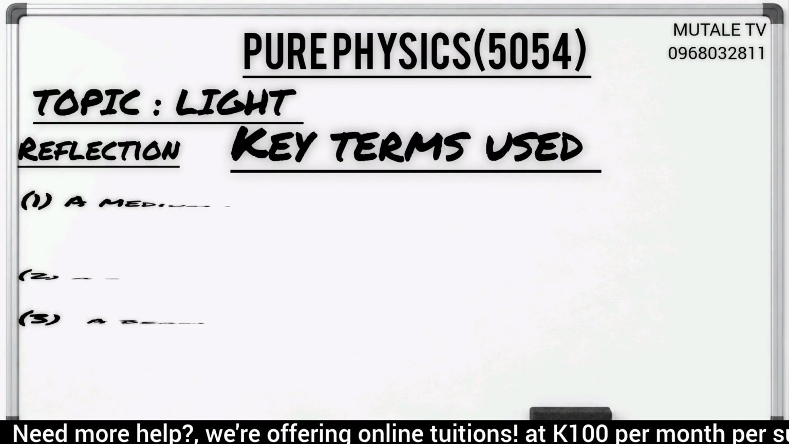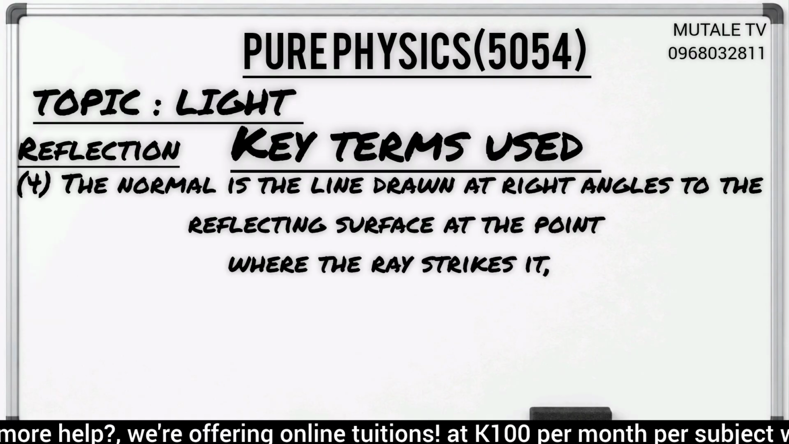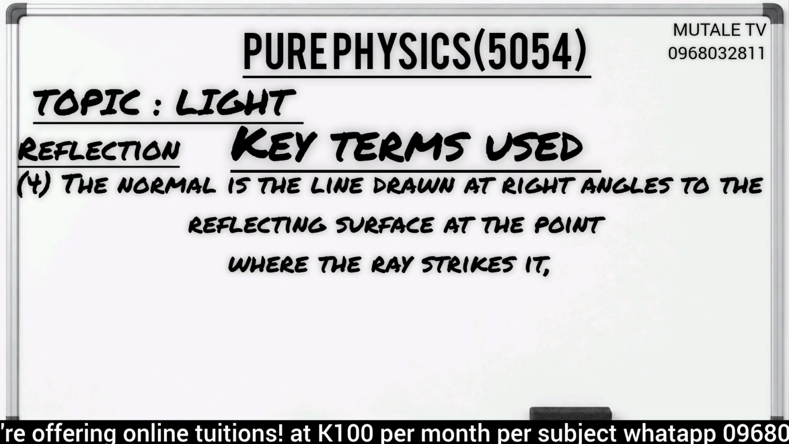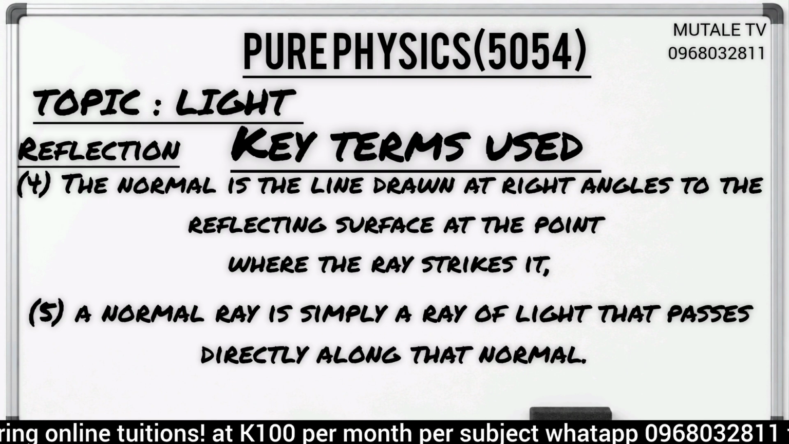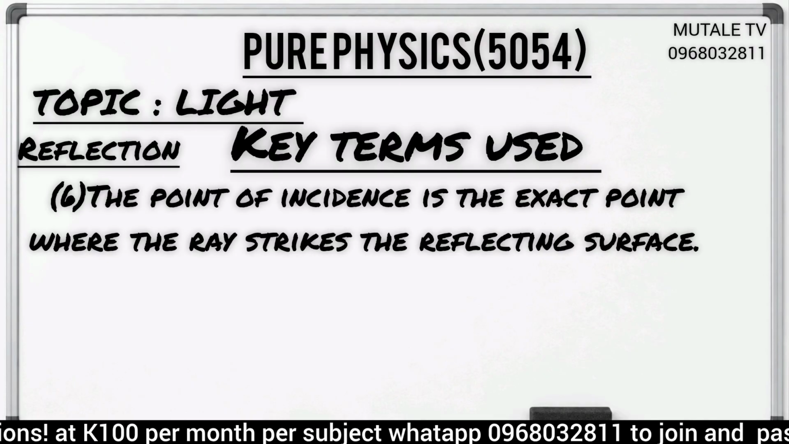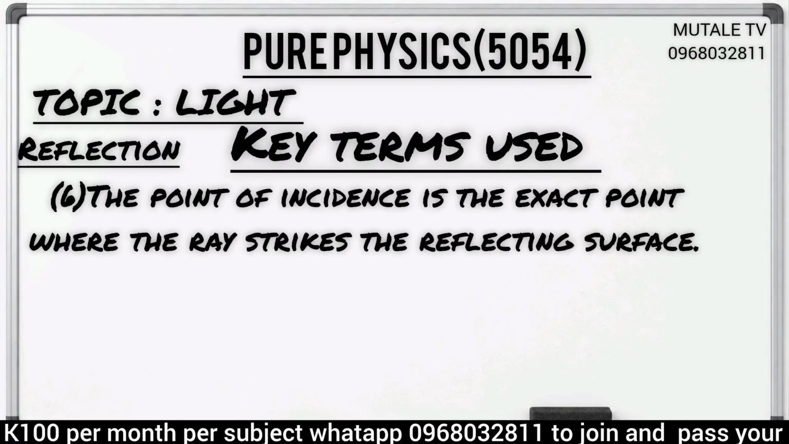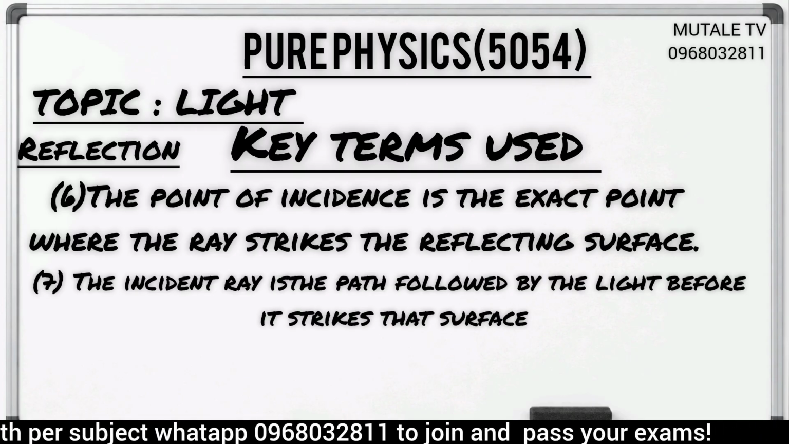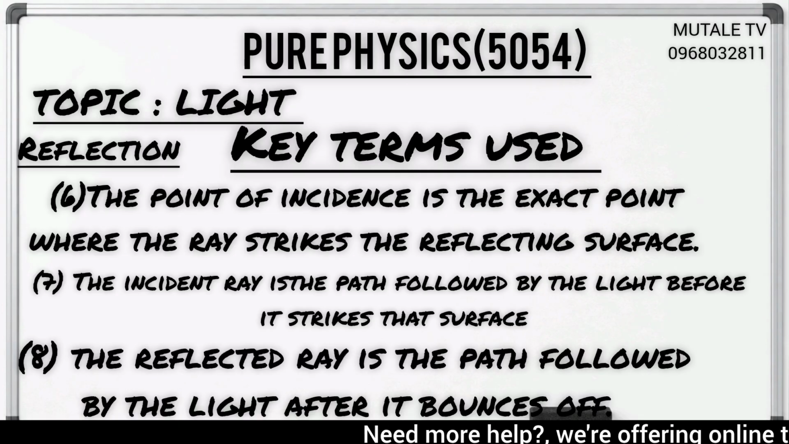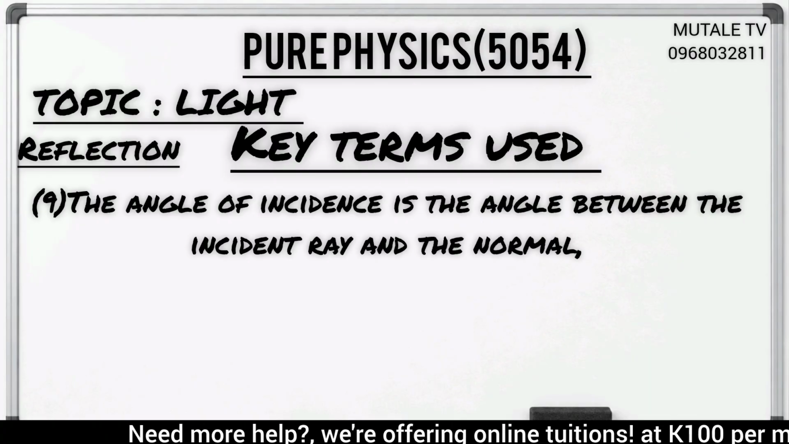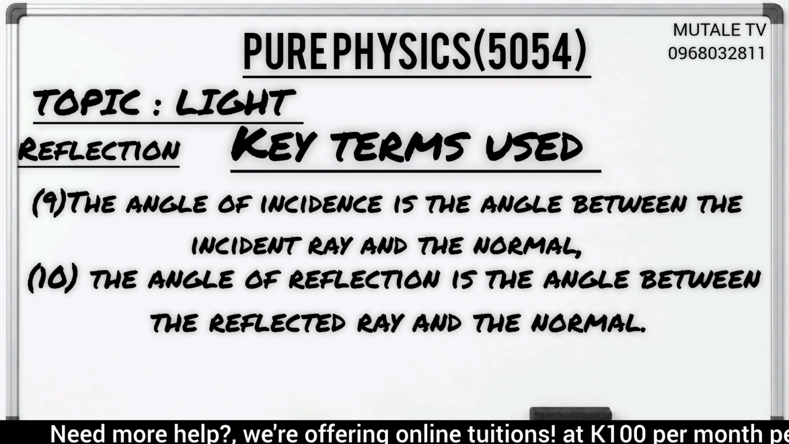So the normal is a line drawn at right angles to the reflecting surface at the point where the ray strikes it, and the normal ray is simply a ray of light that passes directly along that normal. So the point of incidence is the exact point where the ray strikes the reflecting surface. So the incident ray is simply the path followed by the light before it strikes that surface, while the reflected ray is simply the path followed by light after it bounces off. So the angle of incidence is the angle between the incident ray and the normal, and the angle of reflection is simply the angle between the reflected ray and the normal.